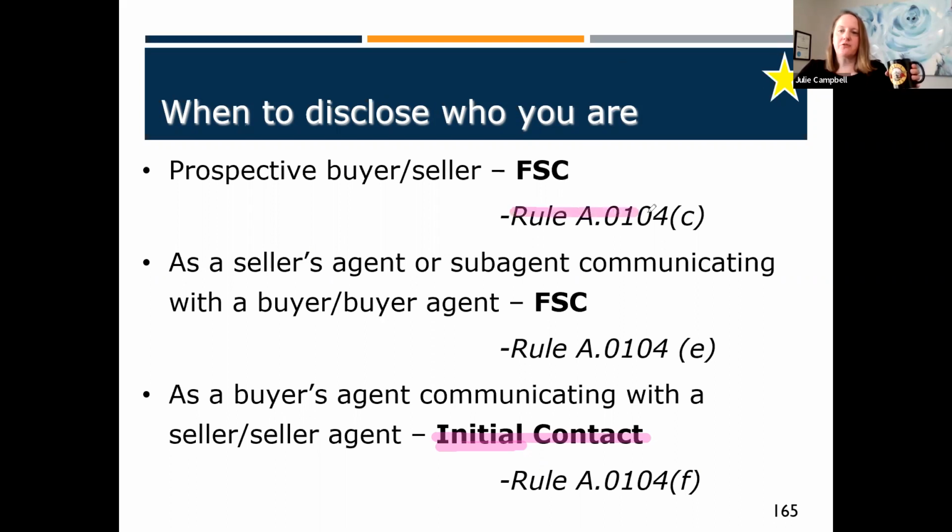Again, don't forget Commission Rule A.0104 is loaded in our Campbell folder in the online learning system. So please make sure you're reading that numerous times. Everything you've ever wanted to know about agency, well, not really, but a good place to get started is Commission Rule A.0104 in the Campbell folder.